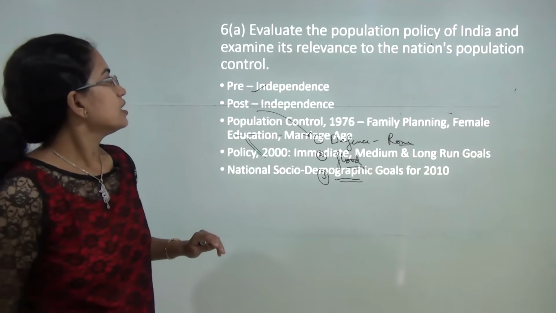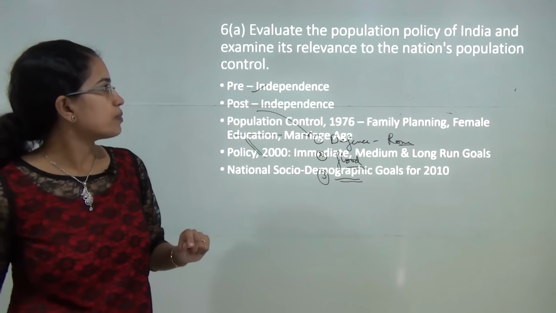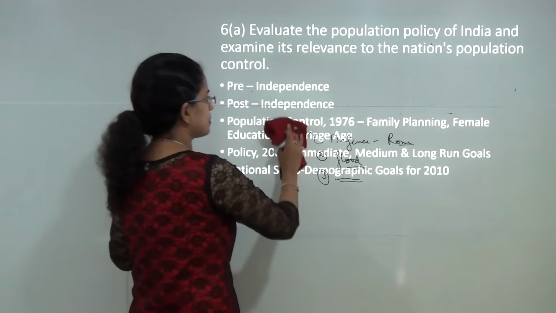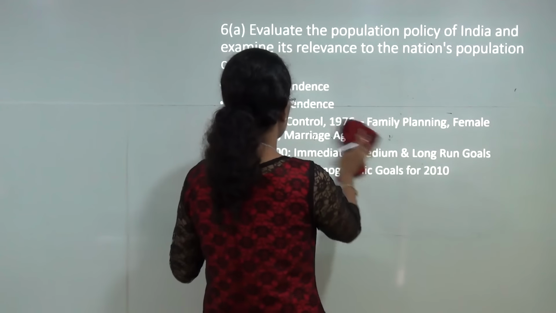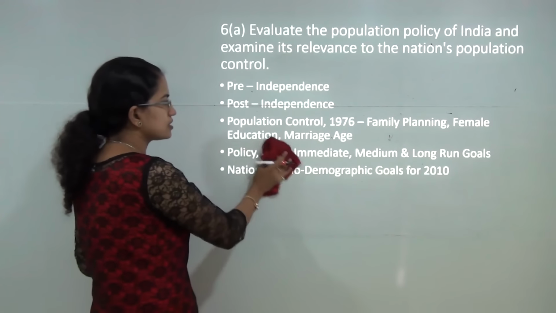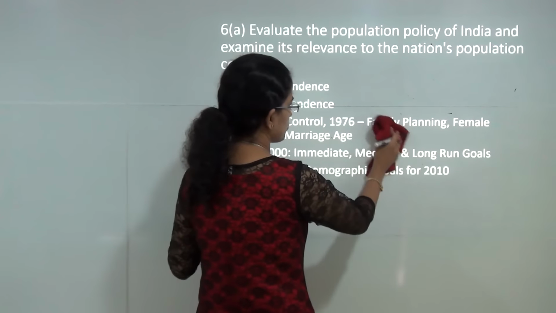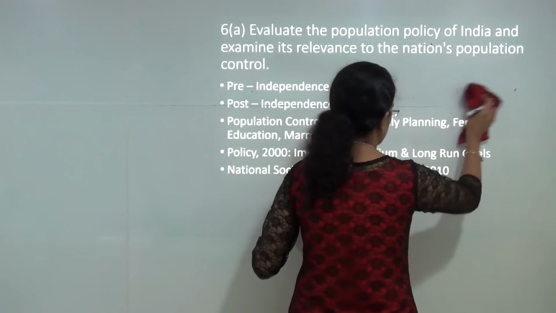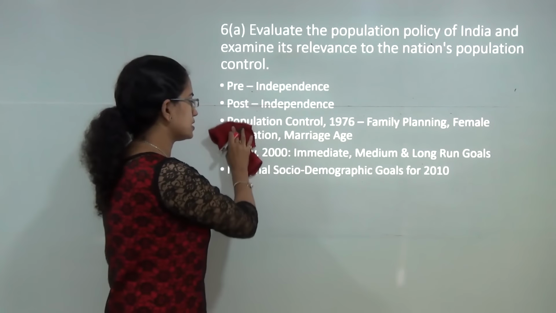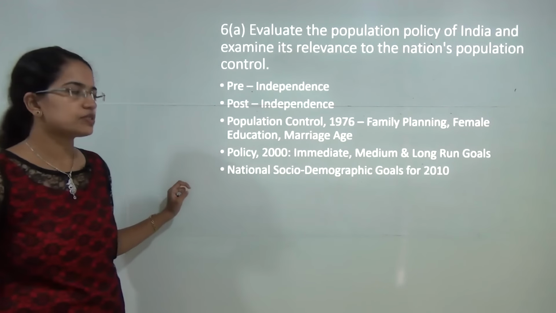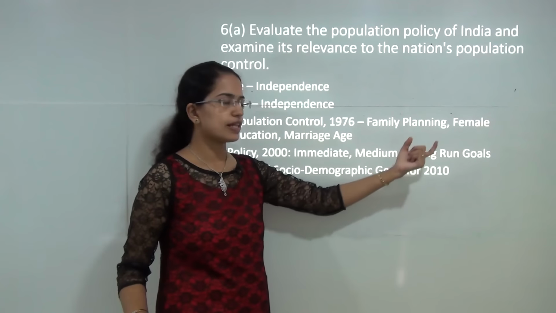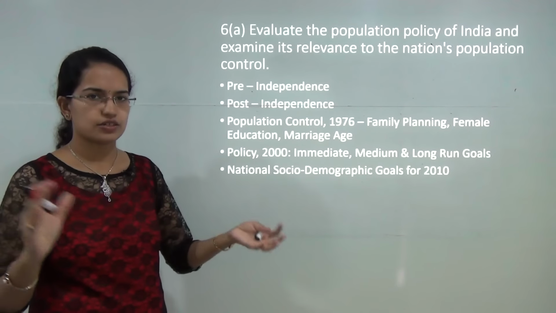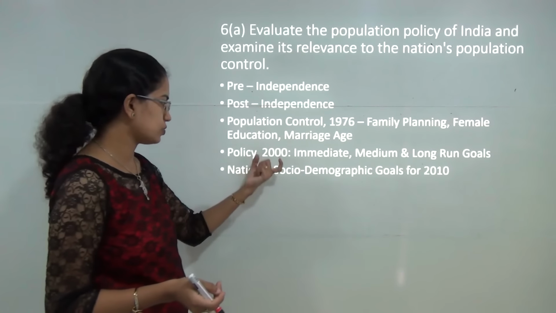The next is evaluate the population policy of India. So here what you have to start with is the pre-independence policy, the post-independence policy. Then you have to explain the 1976 population policy, which focused mainly on family planning, female education and the rise of the marriage age. Then you had the policy that started in 2000, which mainly focused on the immediate, medium and the long run goals. So you had a decrease in the IMR, control on the total fertility rate and so on.